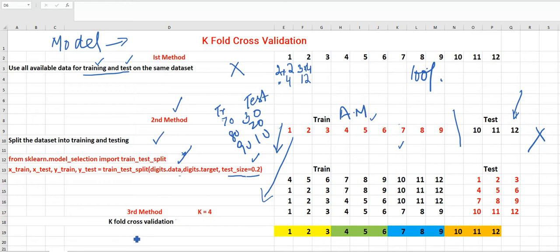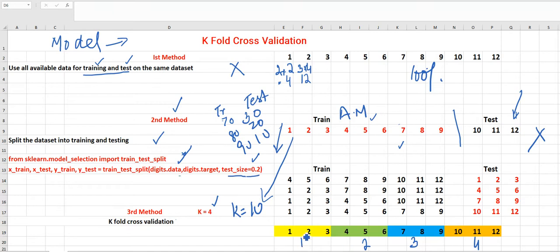So what is k-fold cross-validation? Here I said k is equal to 4. This is not a rule. You can write k equal to 10, 20, 40, whatever you want. What is the meaning of this? Again, these are my 12 questions, and k is equal to 4, which means I have to divide my data, these questions, into 4 equal parts: my first part, second part, third and fourth part. These are called k folds. I have divided my 12 questions into 4 folds.